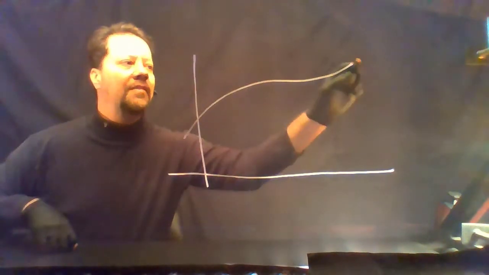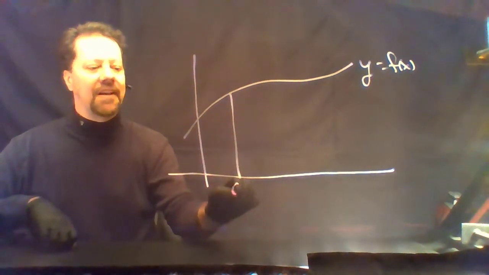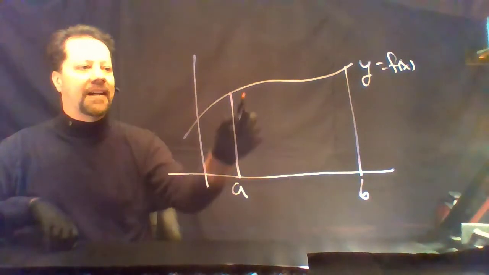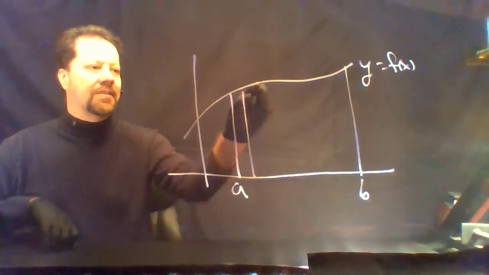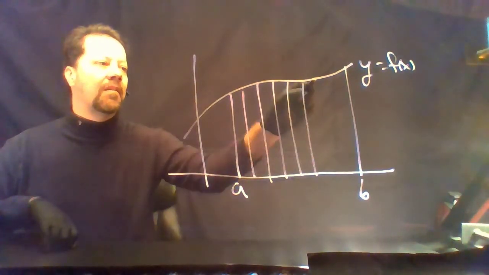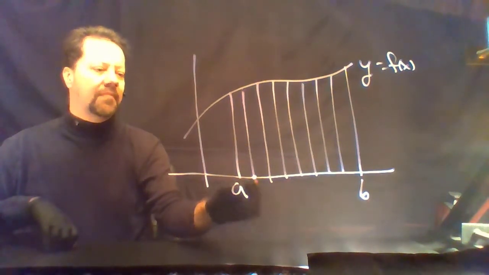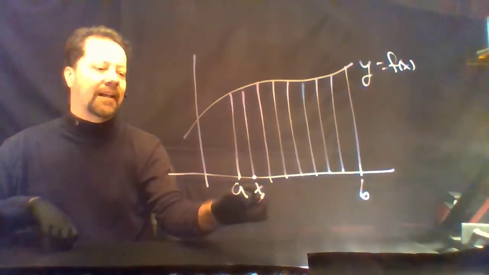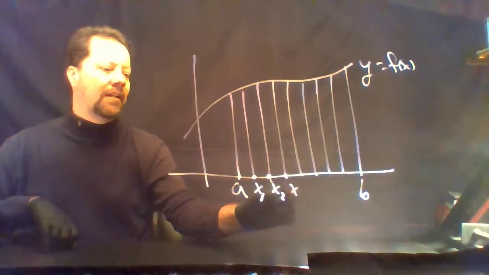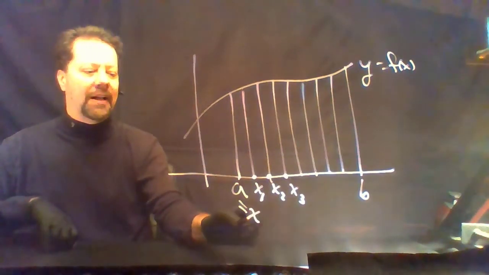We have some function, and we're trying to estimate the area of the undergraph between A and B. We're going to divide this into little pieces. This point is going to be denoted by x1, and then x2, x3. A is also going to be denoted by x0.